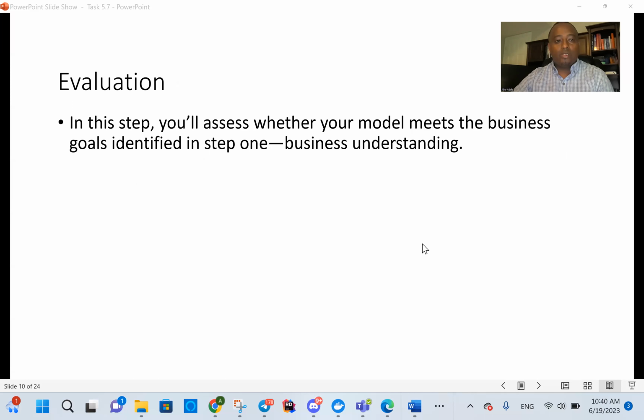Next one is evaluation. In this step, you will assess whether your model meets the business goal identified in step 1, which is our business understanding. We will measure it to see if we are consistently working from our standing point.